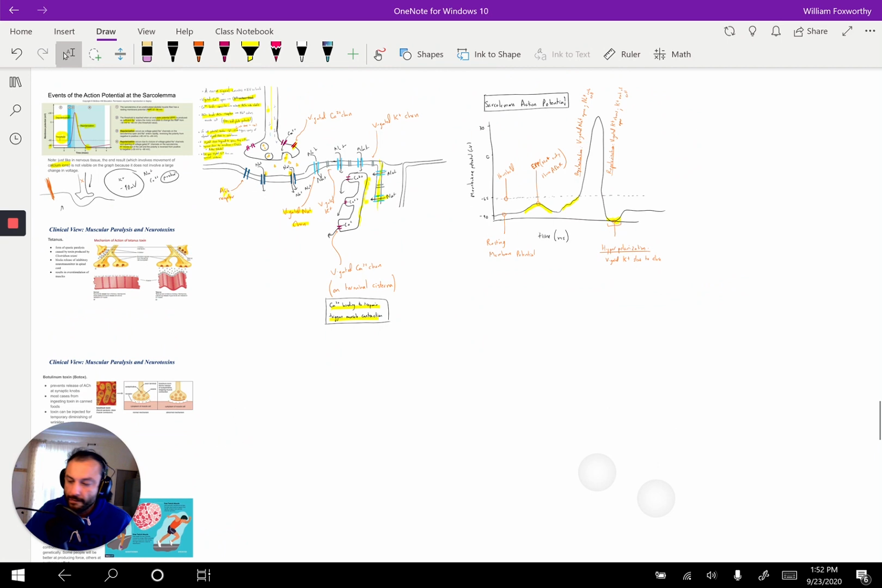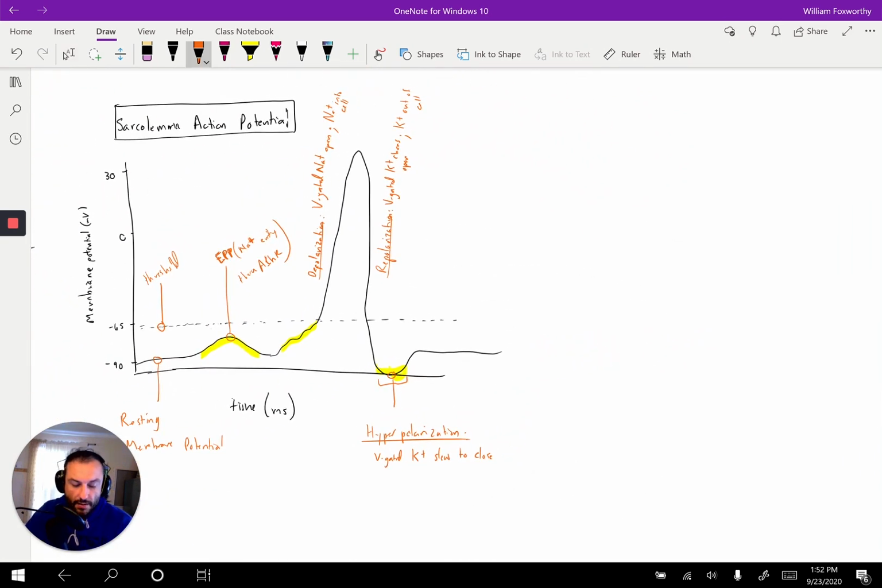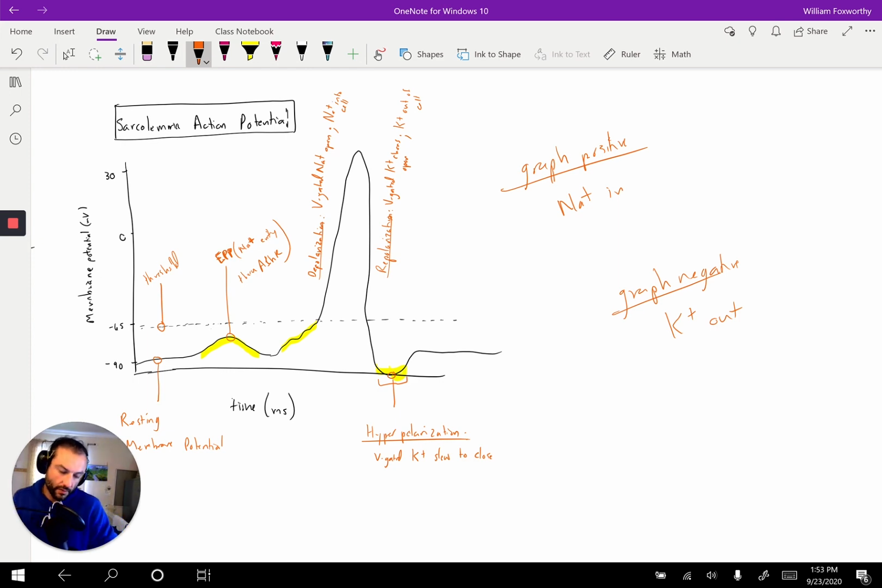Okay. I hope that makes sense. One thing you can think about to simplify this graph too: if the graph is positive, that's always because of sodium going into your cell. Where the graph is moving negative, going down, that's always because potassium is going out of the cell. There are a few different reasons why those things might be happening, but hopefully that will help you think about this.